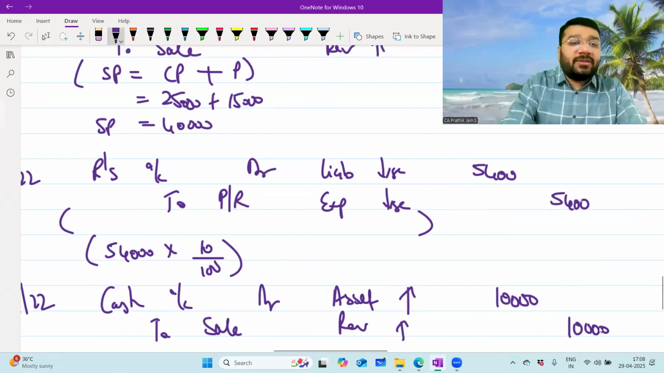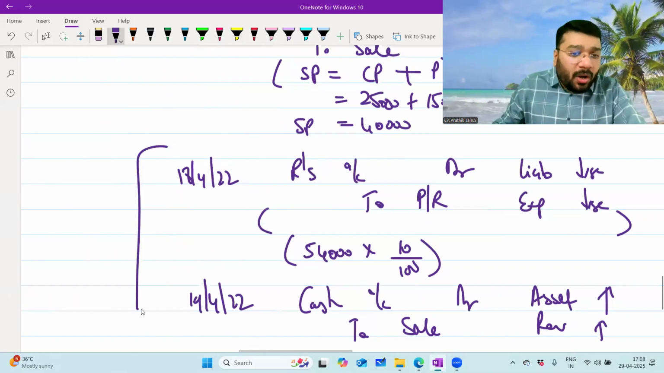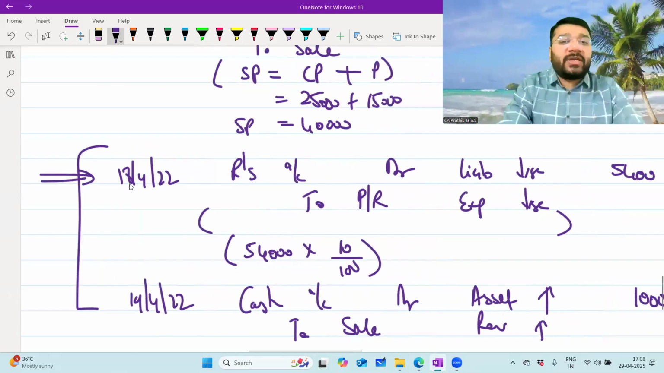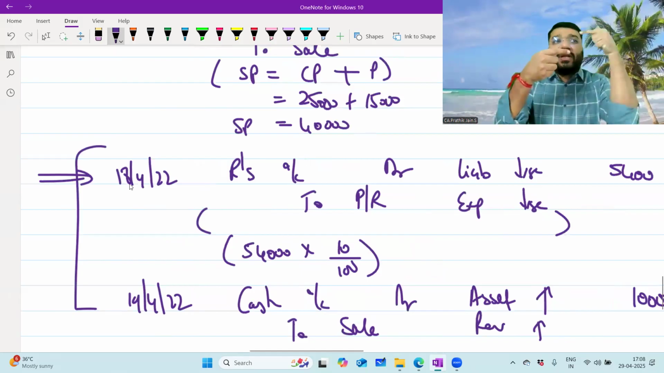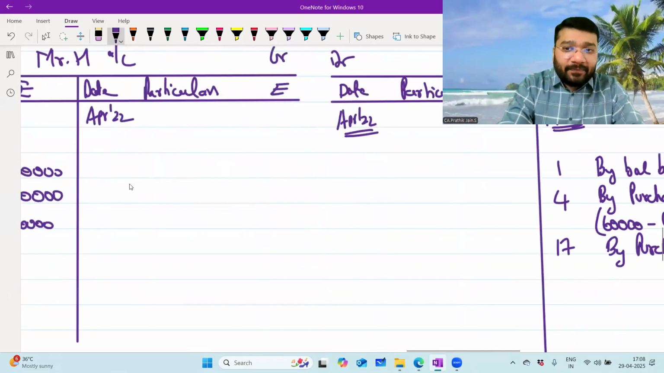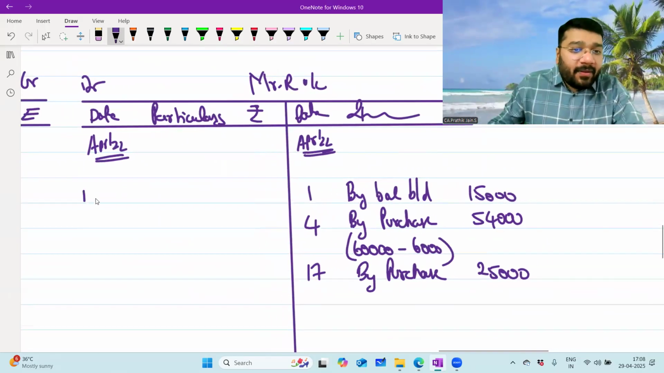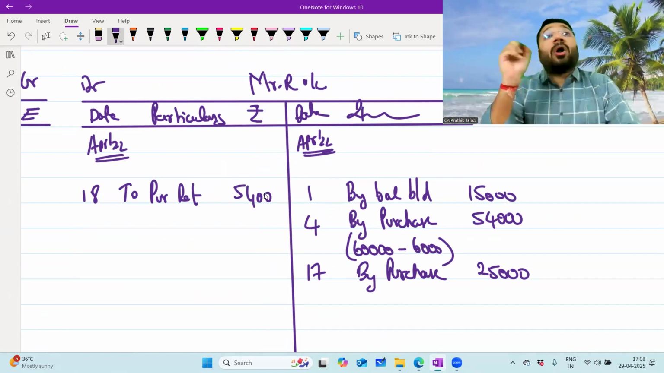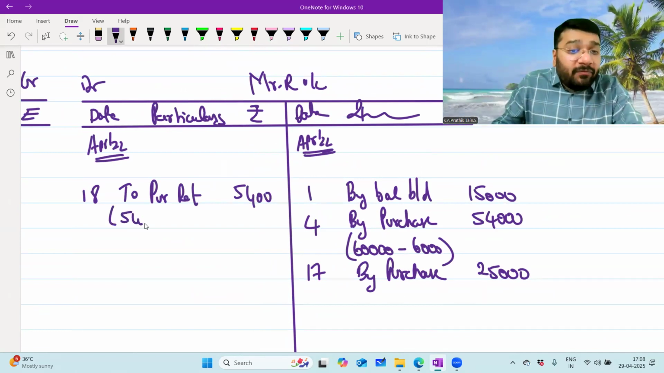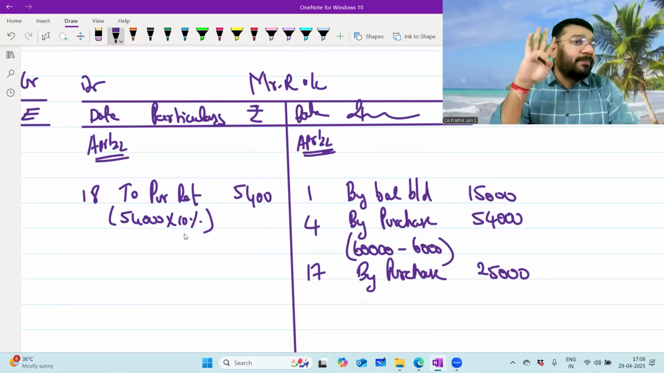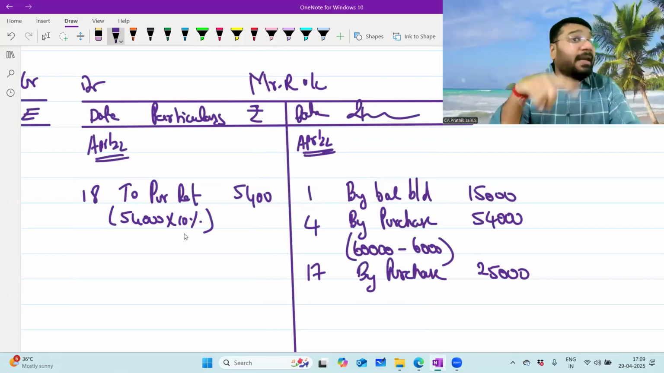Now, these last two transactions were not posted in the ledger, so they can be posted. First, let's go to 18.4. What is the posting? Creditors account debit to purchase return. How much? 5,400. If I'm not doing the journal, then I have to show the calculation here: 54,000 into 10 percent. Somewhere I have to show the calculation. If they're asking for both, and if you show the calculation in the journal, then again it is not required in the ledger.